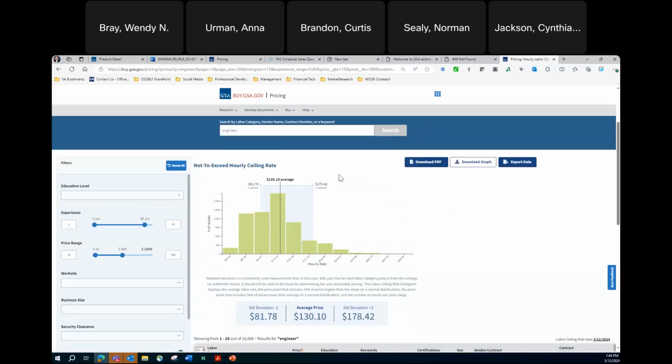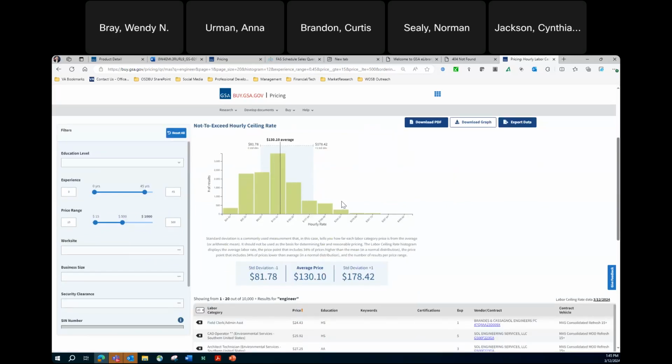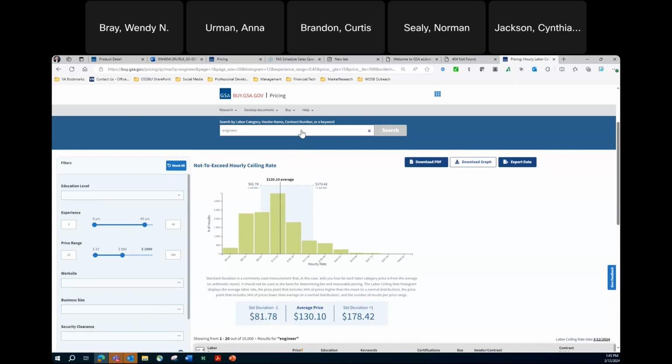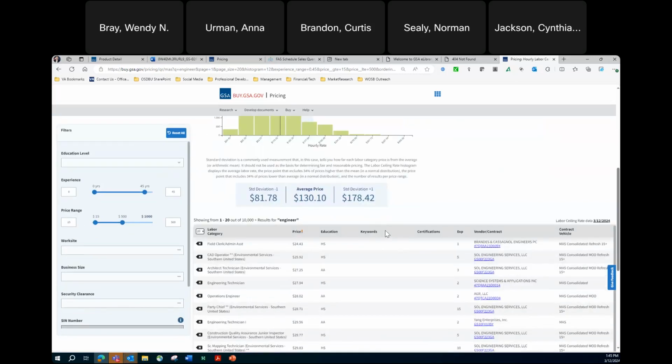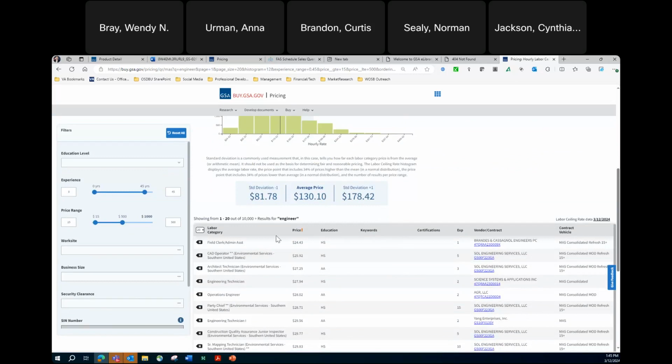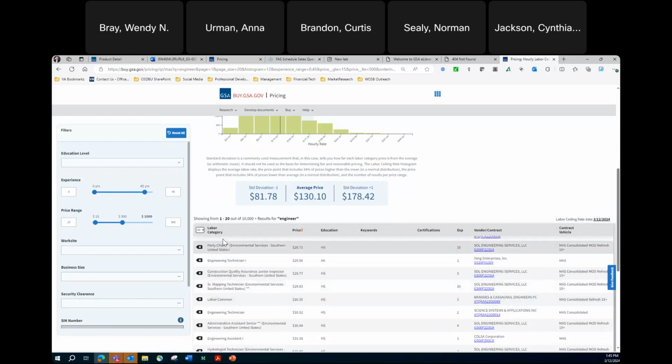So this is everything to do with engineer. Now, that's really broad, right? So I may want to say like GIS engineer or environmental engineer or systems engineer. I could download this, I could export it, and I could play around with it some more. What I could also do is look at the individual 10,000 results, which is a lot.